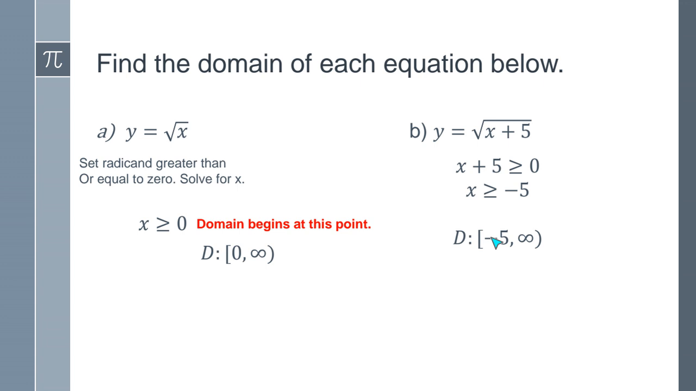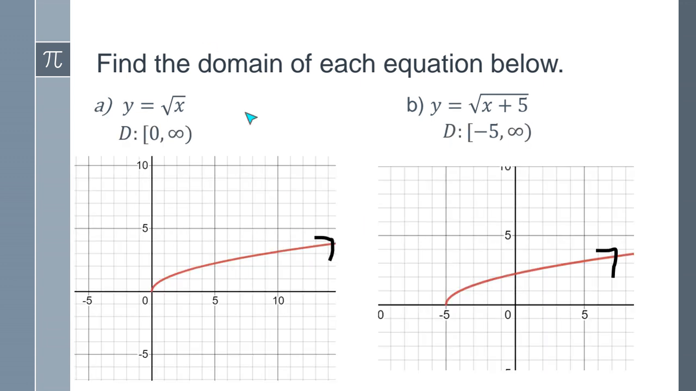If you look at the graphs, we can see that the graph starts at 0 and goes to infinity. So all these negative numbers on the left side of 0 are not going to be used to make this graph. And then the same thing here. We start at negative 5 and it goes to infinity.